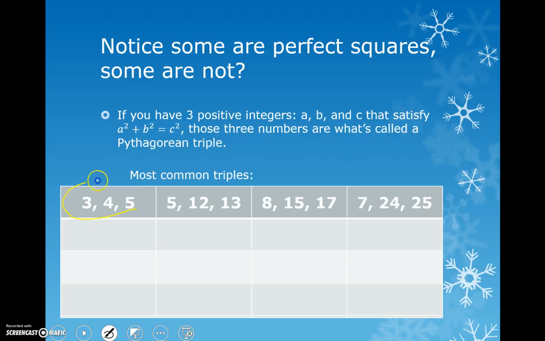3, 4, 5 is probably the one that you should memorize. That's the one that's going to be used the most throughout the year. But the other ones are also valid for you to use. It's okay if you don't get these memorized. It's just sometimes really helpful to notice that they exist.